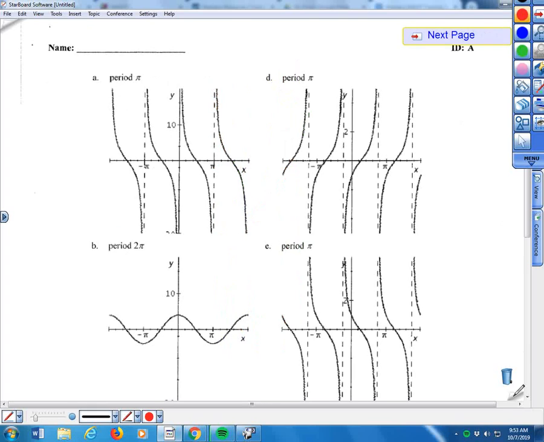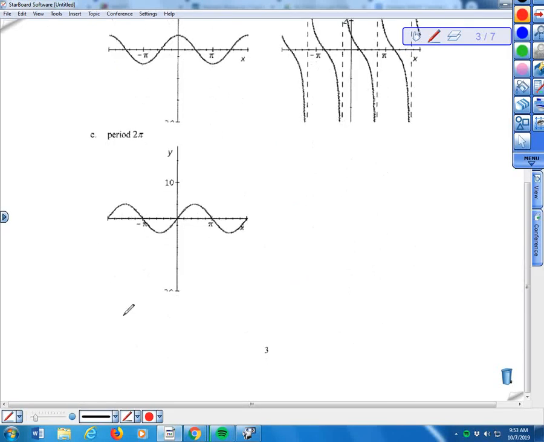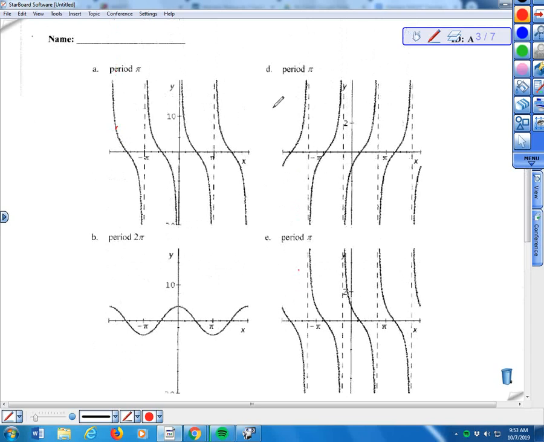So first off, cotangent, sine or cosine. That's pretty easy. That's the only one it could have been, because I didn't have any negatives in front to flip it. Right? So it's that one.